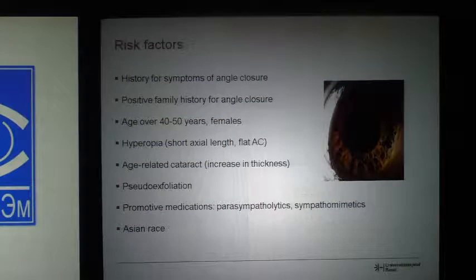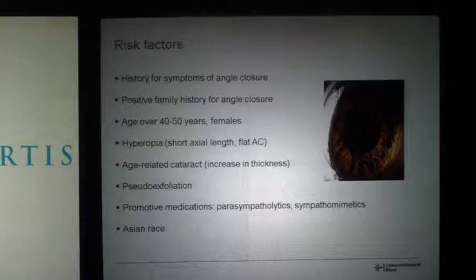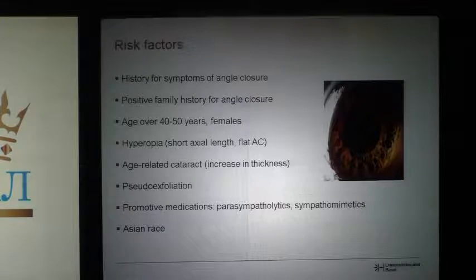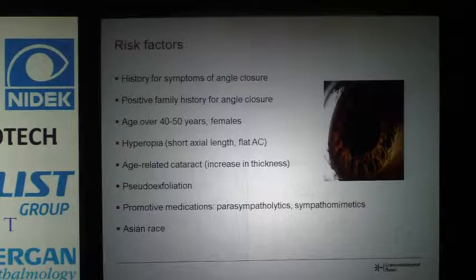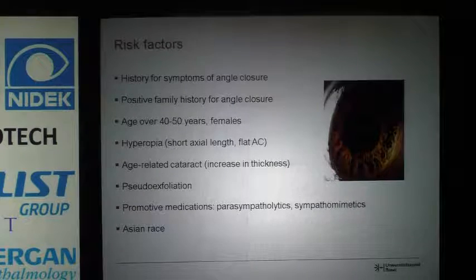So the risk factors, I think we're all aware of them, maybe more for the younger ophthalmologists among us. There's a positive history for angle closure, symptoms or family history, usually age over 40. Females are more affected. Hyperopia, however, ametropia does not exclude any angle closure glaucoma. With increasing age, the lens becomes thicker, so cataract is also a risk factor. And epidemiology-wise, Asian race.